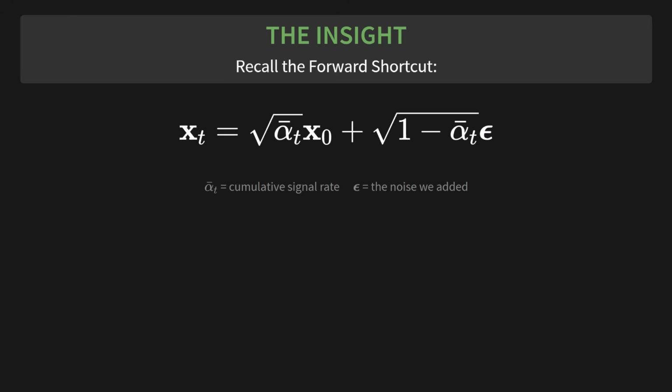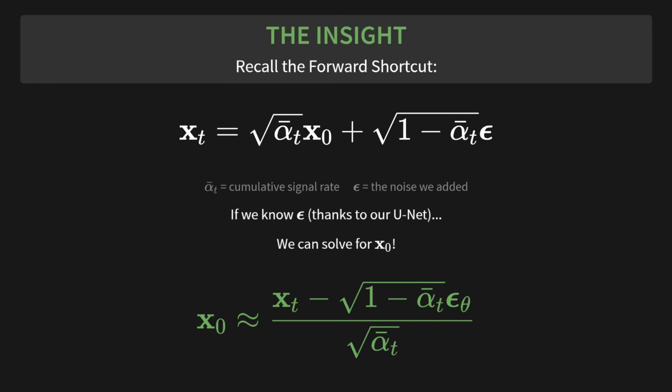If we know what epsilon is, thanks to our amazing UNet, we can just rearrange this formula algebraically and solve for x sub 0. As you can see in this formula here, our predicted x sub 0 is just a function of the current image x sub t and our model's noise prediction, epsilon theta. This is huge. Predicting the noise is the same thing as predicting the original clean image.